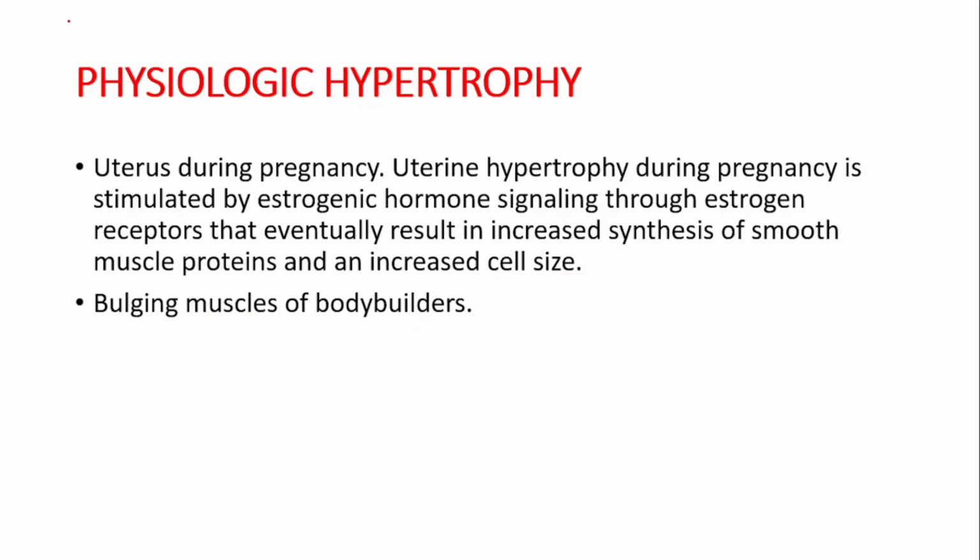For physiological hypertrophy, the example is the uterus during pregnancy. During pregnancy there is hypertrophy of the smooth muscles. The hormone produced during pregnancy, estrogen, will signal through the estrogen receptors, and eventually that results in increased synthesis of smooth muscle protein and thereby an increase in size. And the other example is the muscles of bodybuilders.